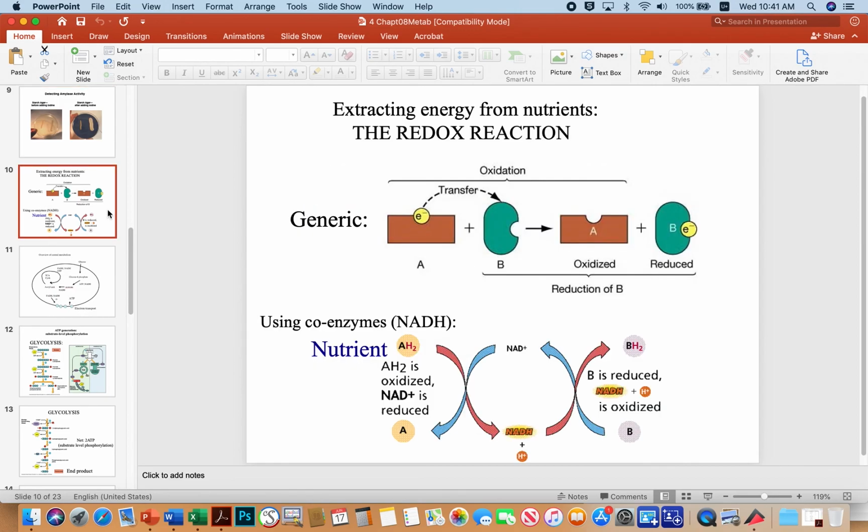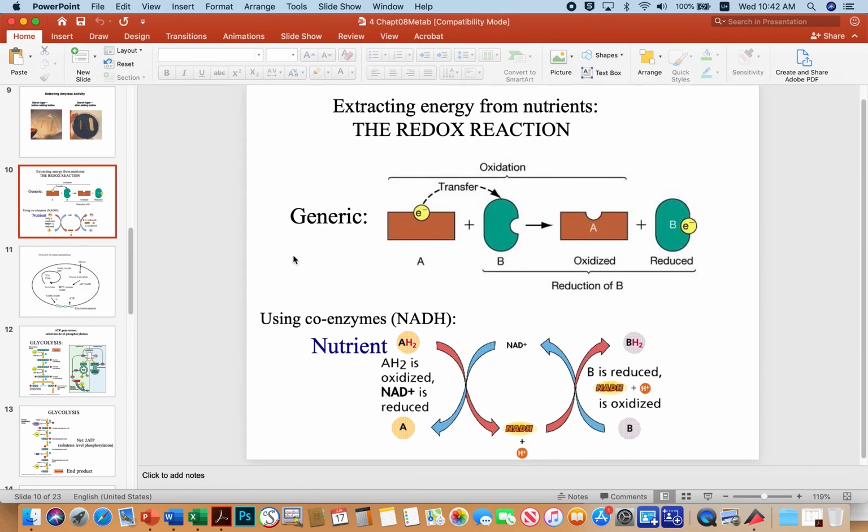Now we're looking at redox reactions, extracting energy from nutrients through redox reactions. So the generic case is, you have a reduced substrate like this with electrons available to share, and the reduced substrate gives up that electron, is oxidized essentially, and gives that up to a substrate that's reduced. And that's what you see here. That electron transfer is how we turn that into energy.